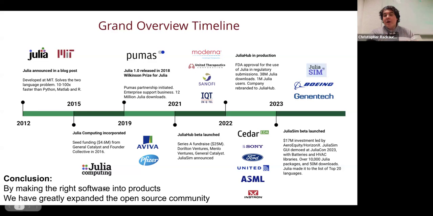So the conclusion that I'll have here is that by making the right software into products, we have greatly expanded the open source community, right? So by making the right things closed source, we've been able to do a lot more open source. And so I think it's a rather unintuitive kind of thing.